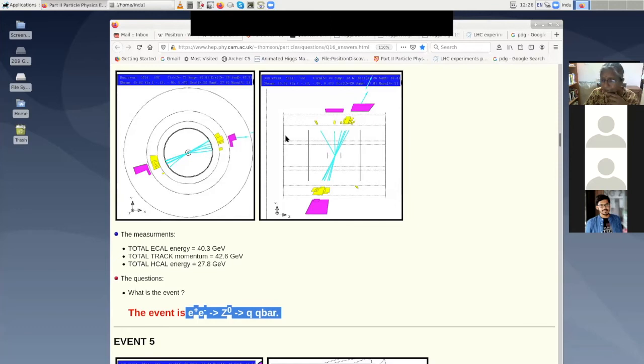Yeah, hello? Ask the question. These tracks are for a single particle or are for... No, there are many hadrons. But you see, there is a jet, and all these particles fall inside a cone. Okay, that is called a jet cone.